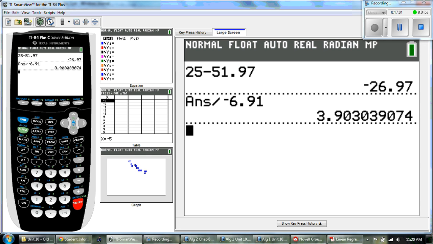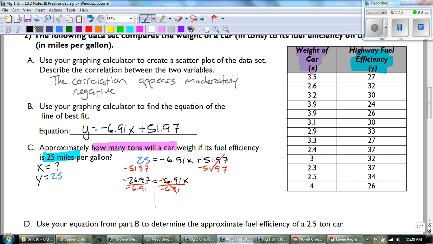And remember, we need to round to the second decimal. So 0.90, my next number is 3. 5 or more, raise the score. 4 or less, let it rest. So that would be 3.9. So in my final answers, I'm writing it off to the side. The weight, how many tons will it weigh? It'll weigh about 3.9 tons. Don't forget to label your answer.